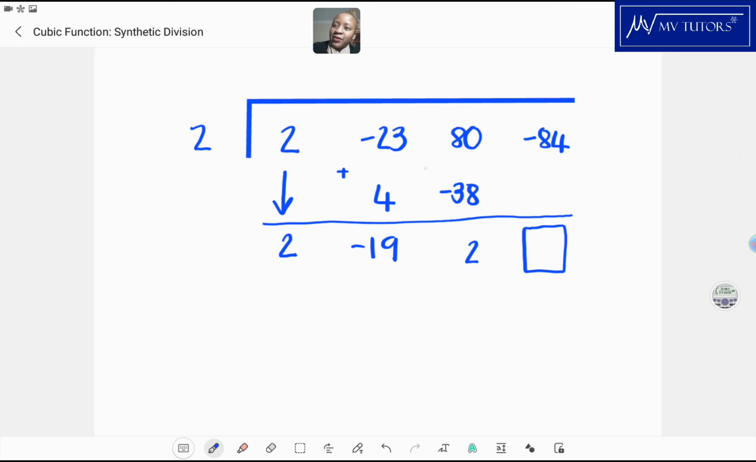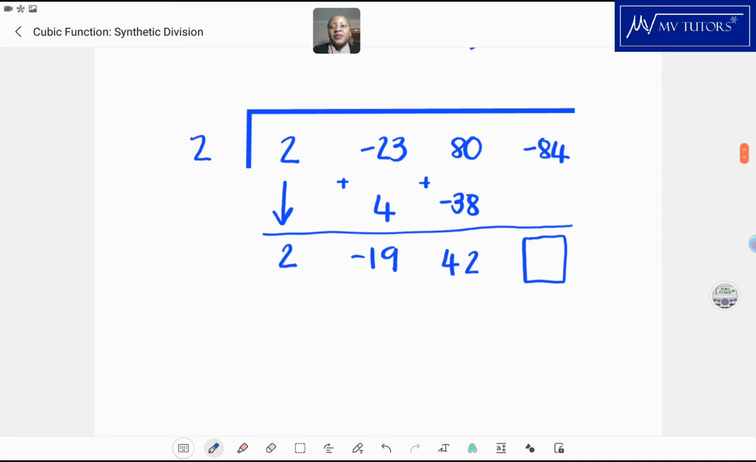Remember, we're adding here, so 80 minus 38 gives 42. Then 2 times 42, guys, is 84. Yay. And when we add negative 84 plus 84, we get 0. Okay guys, we're almost there.